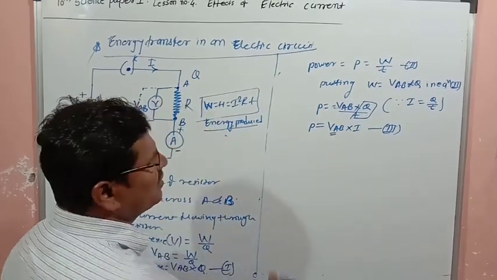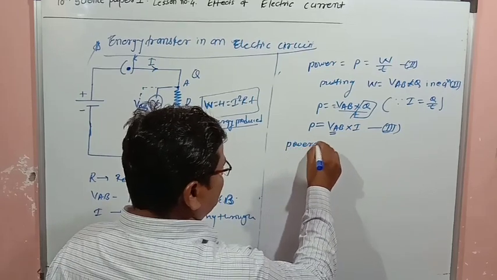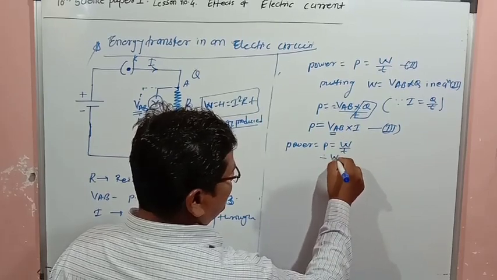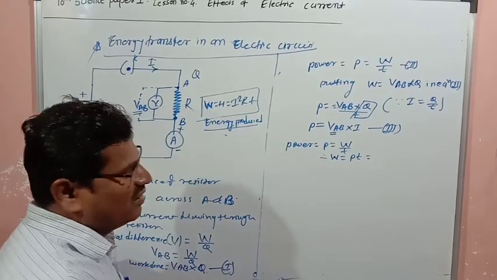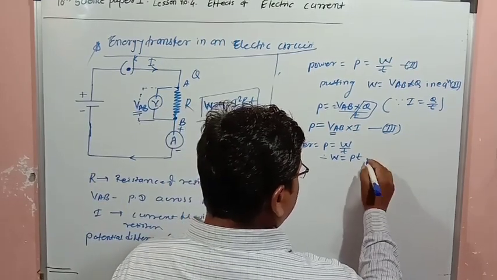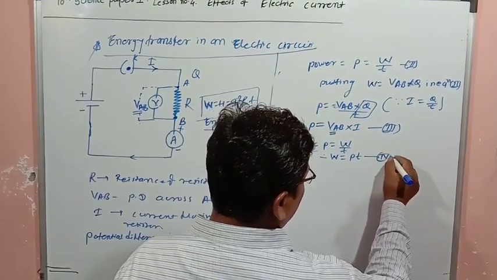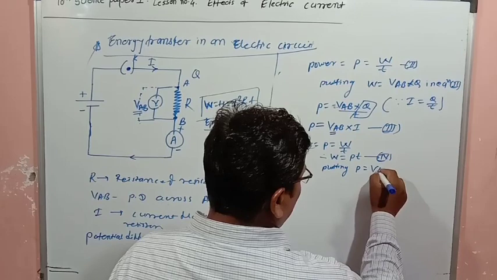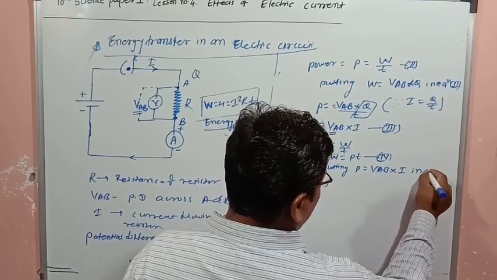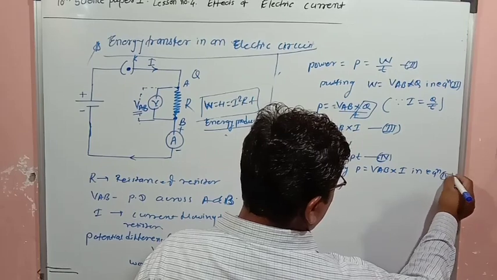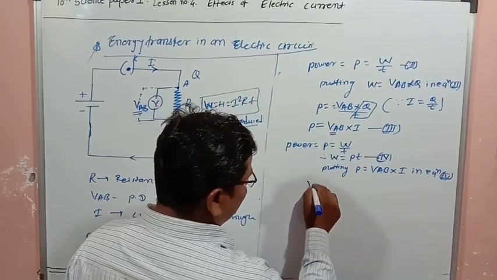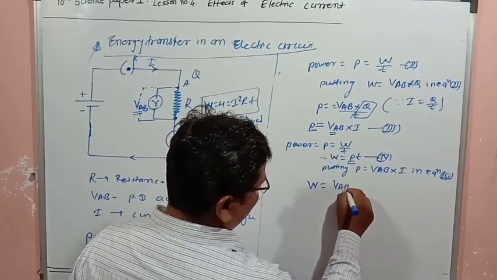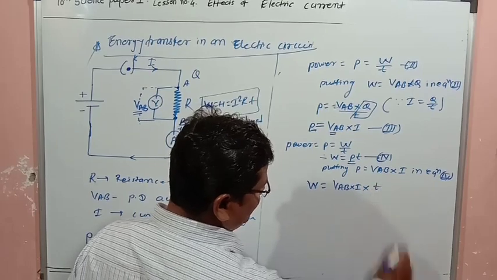Again, another thing is there. Power P is equal to W upon T, and therefore W is equal to PT. Suppose this is equation number 4. Putting P is equal to VAB into I from equation number 3 in equation number 4, what will we get? W is equal to P's value from here, so VAB into I into T.